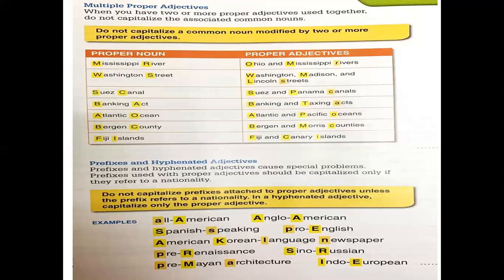Pro-English, we will not capitalize the P of pro, only the E of English, because it is the proper adjective. In the same way, we have seen other examples here. We will not capitalize pro, but if both are proper adjectives, then we will definitely capitalize them. For example, American, Korean. Language is not capitalized. Newspaper is not capitalized, but American, Korean is capitalized.